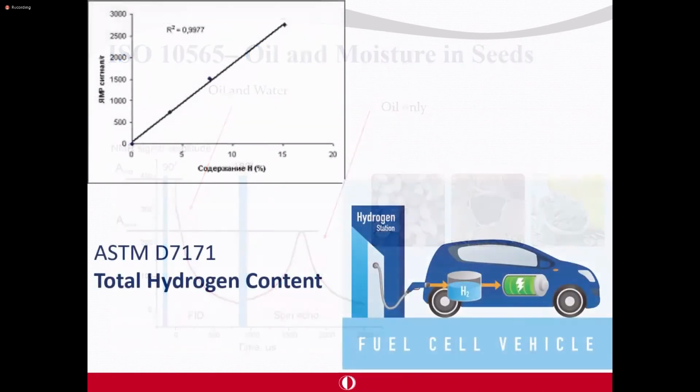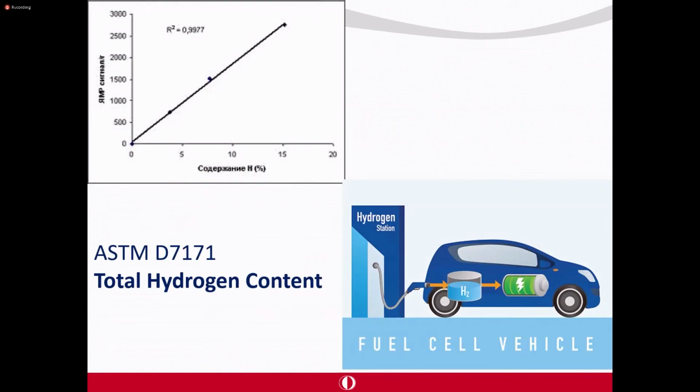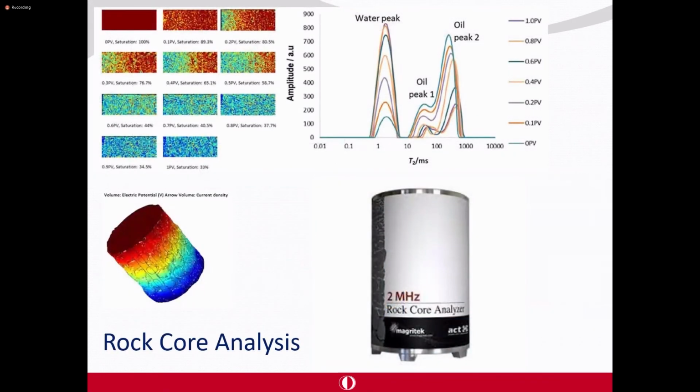Well, parallel with this, let me talk about some non-food applications. For instance, hydrogen content of fuels can also be calculated with a similar approach. The rock core analysis, here you see a 2 megahertz, a very low field system, where you can determine the oil distribution in rocks, which is an application that is frequently used by the petroleum industry.